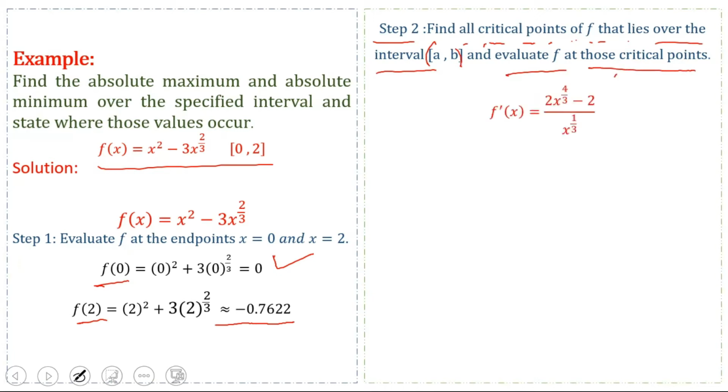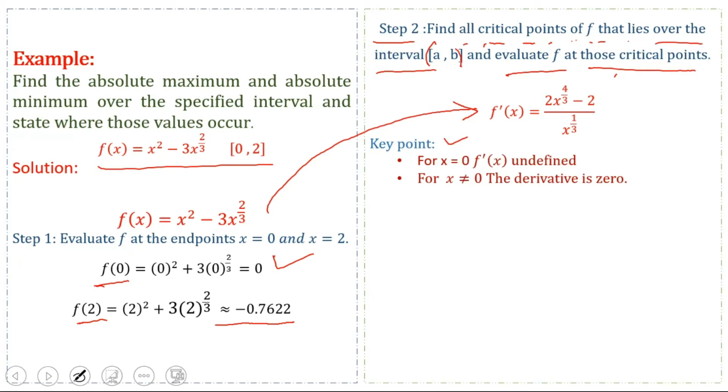So first we find the derivative of the function, and this is the derivative of the function. Okay, so next we have some key points. We can see that if x is equal to 0, the derivative of the function is undefined at x is equal to 0, and for x is not equal to 0, the derivative of the function is 0. So now we put f prime of x is equal to 0, and then we find the critical values.